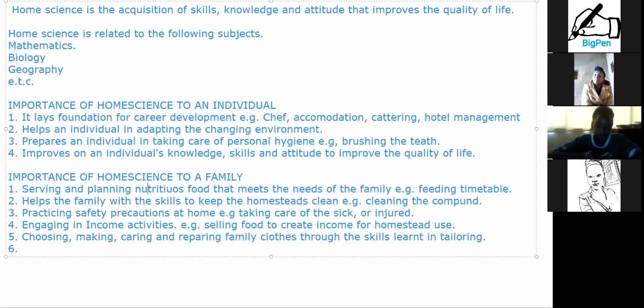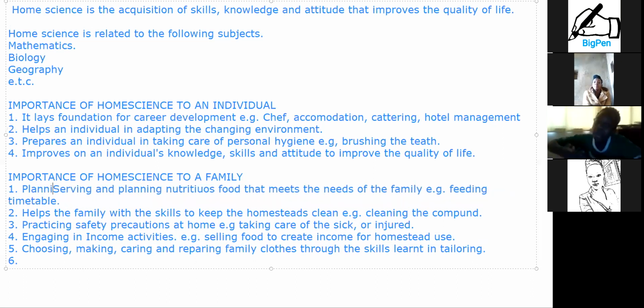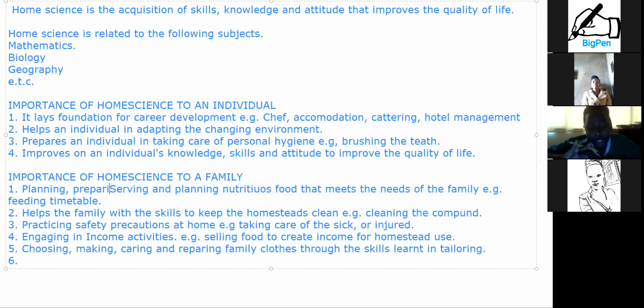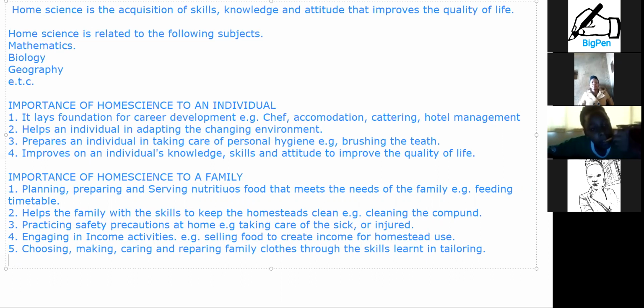Okay, now let's look at the importance of homesteads to the nation. The individual acts as a role model in his or her chosen career. Another? The individual renders services to the nation, hence helping in raising the living standard of the people, isn't it? Okay, very good girl.